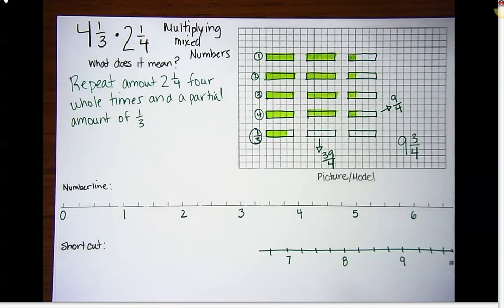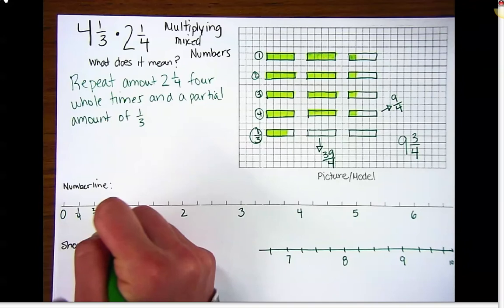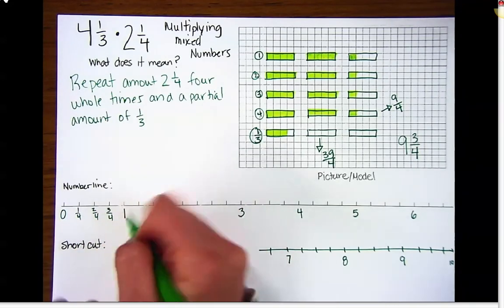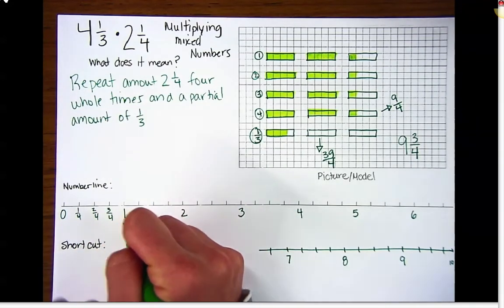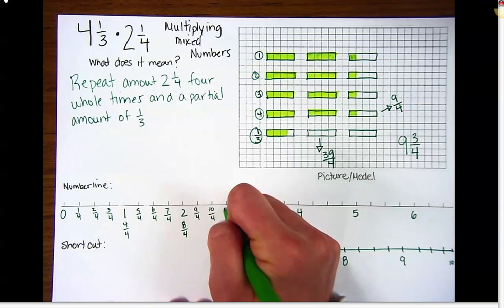Okay. I know that this is going to be 1/4, 2/4, 3/4. That's 4/4 is one whole. 5/4, 6/4, 7/4, 8/4, 9/4, 10/4, 11/4, 12/4 is 3 whole, and so on. So go ahead and fill in the rest of yours with me with our improper fractions.